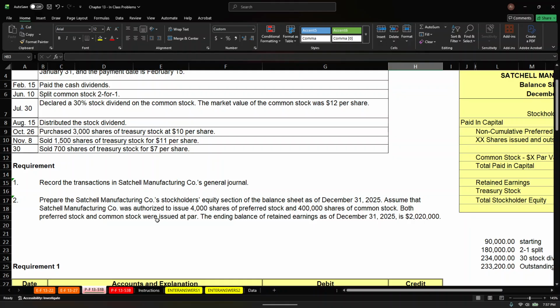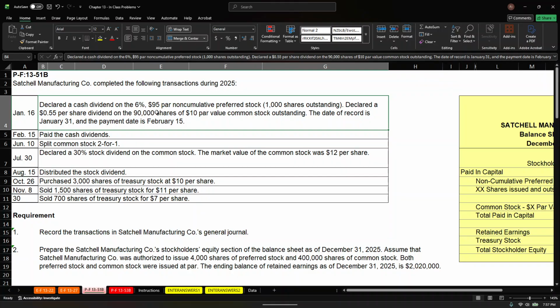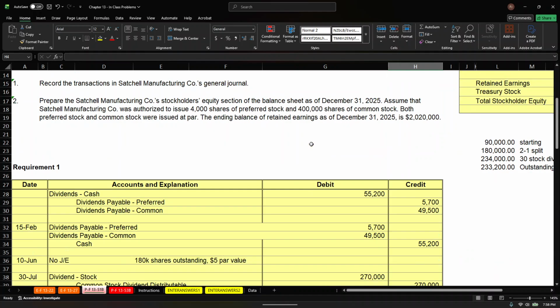It says both preferred and common stock were issued at par. So I can see that initially these 90,000 shares of common were issued at $10 of par value. So if I looked at my balance initially for common stock, it's going to start off at 900,000 because it's telling me I issued them at par. So this is the dollar amount that's first there. Did I do anything after that? Let's look.